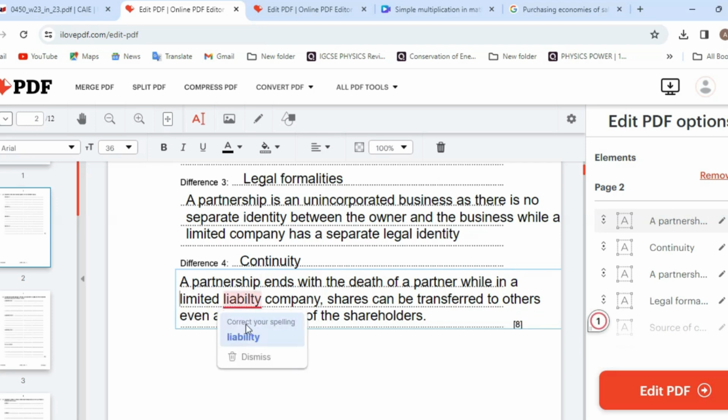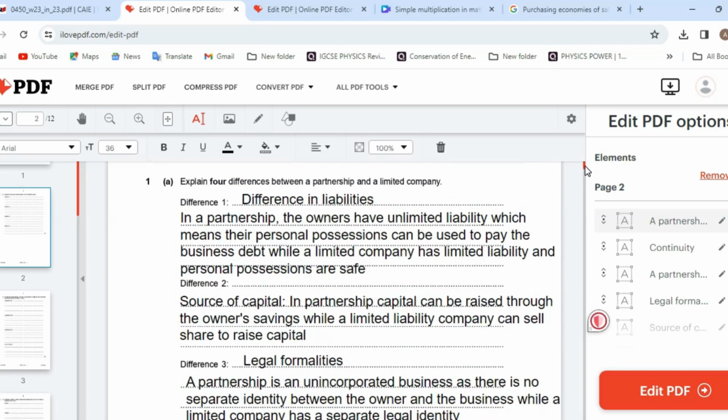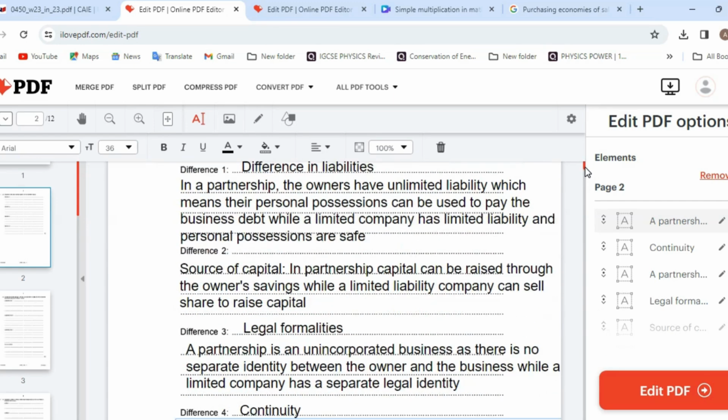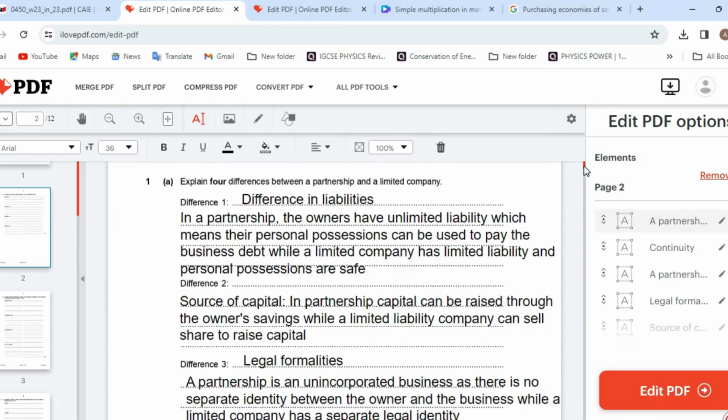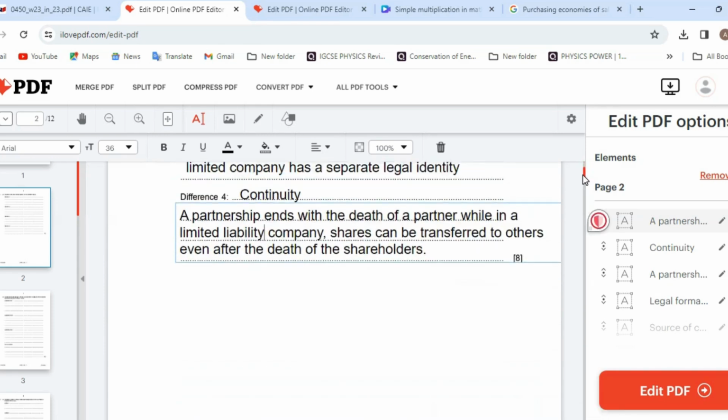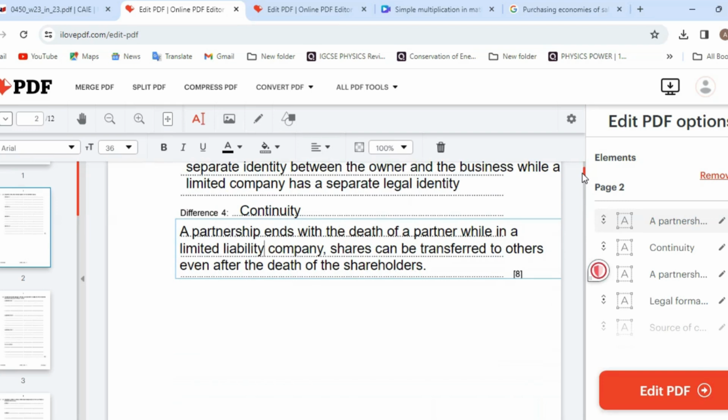We have the legal formalities. We have the source of capital, and we also have the difference in liabilities. Of course, others can also include the management too. Now let us move to the next question. What do we have? Let's see.